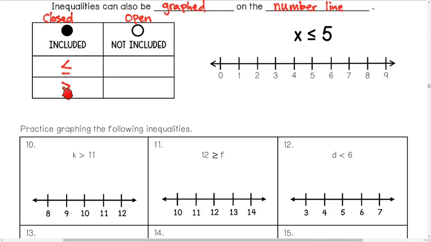So we have less than, greater than. For not including it, we call that an open circle. It does not equal that value. Those would be our other two signs.